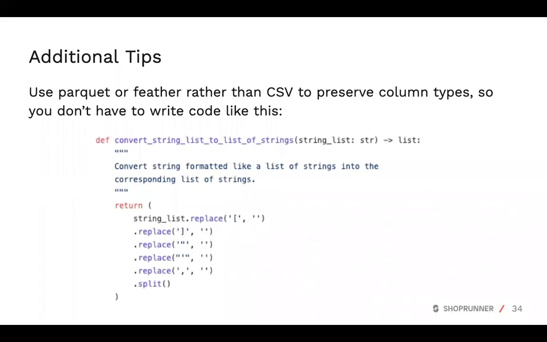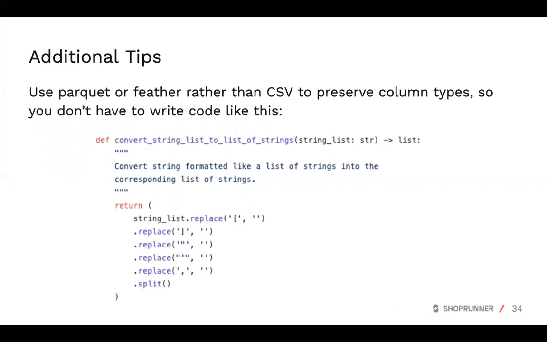A couple of additional tips for managing your data. One is to use Parquet or Feather rather than CSV. That will preserve your column types. At ShopRunner, we have a data set where each row is a product. We work with a lot of fashion retailers, so a particular row might be a dress. One of our columns is image URLs for that product, so that column will have a list of a bunch of image URLs for that dress.